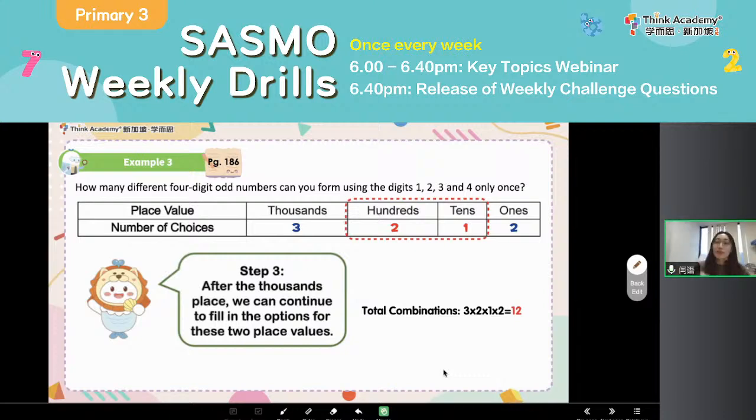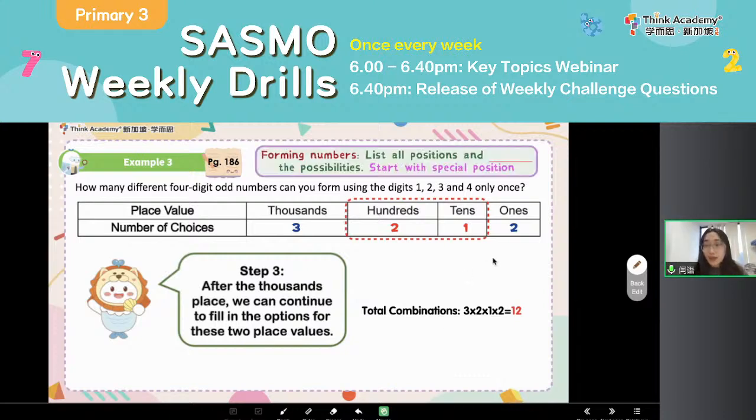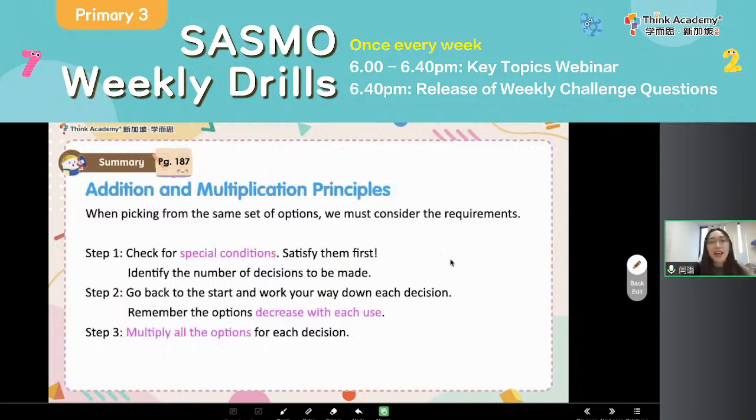Okay, good job, 12. So here, again, everyone, if you want to take some notes, let's write down. When it comes to the forming numbers questions, we need to list all positions and multiply the possibilities. Where should we start from? We need to start with the special position. As you can see in this example, which one is the special one? It is the ones place value. Why? Because you need to make sure that the 4-digit number is an odd number. So you can only put digit 1 or digit 3 in the end. Okay? Yes. Okay, now let's practice more.